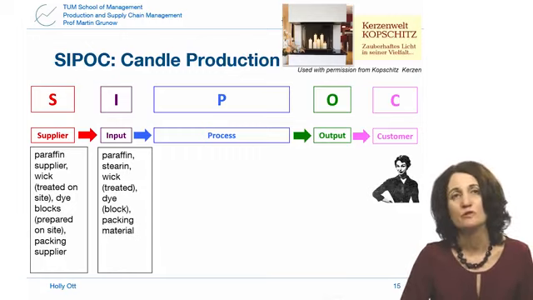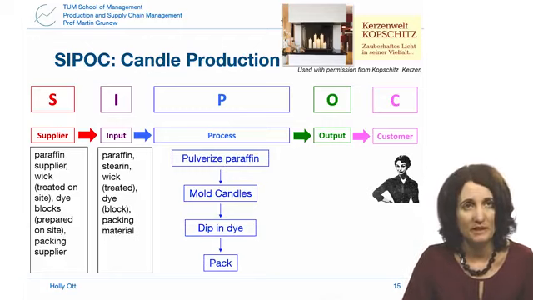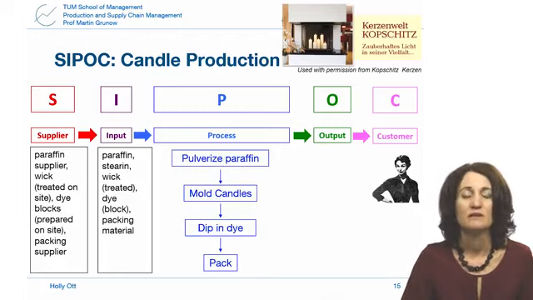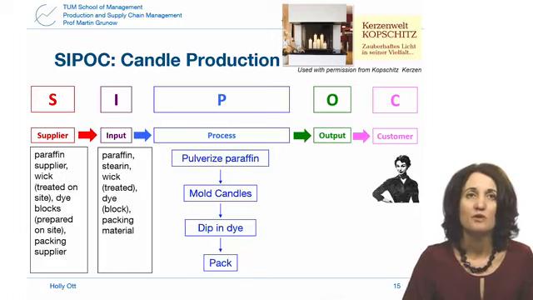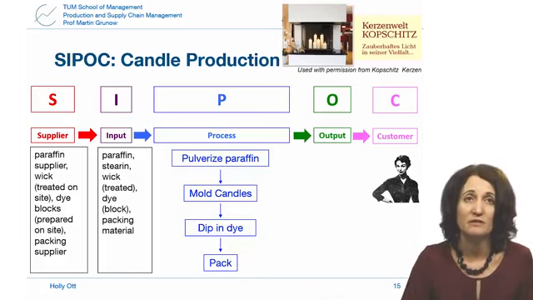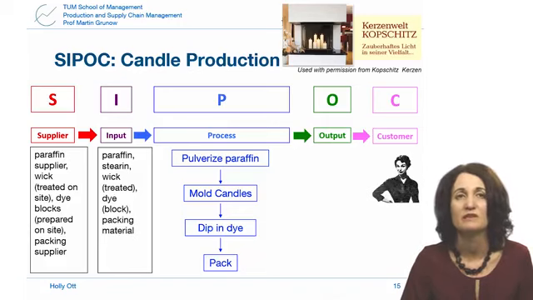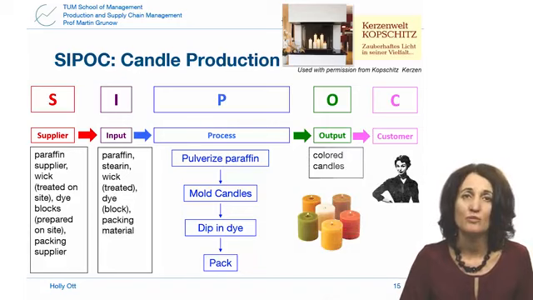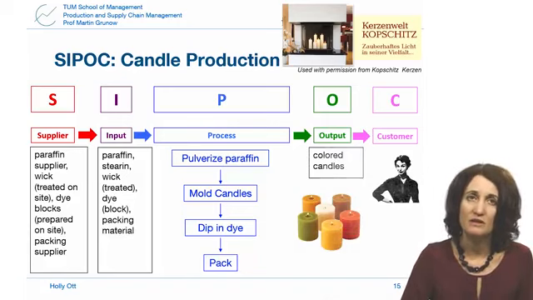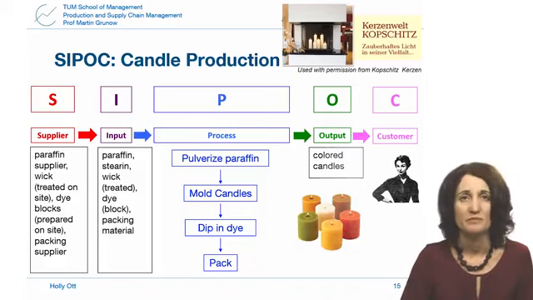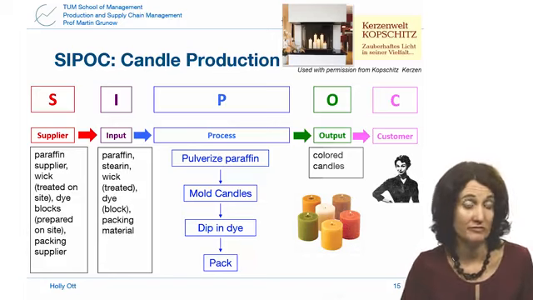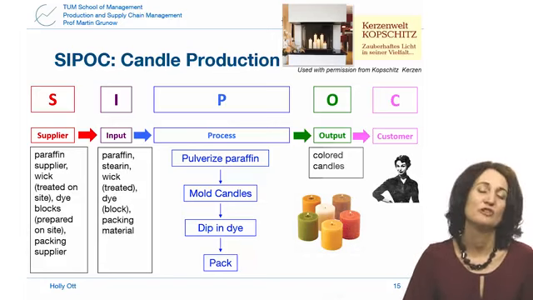These then go through a more complex process. Here it's very simply written. We're going to have to pulverize the paraffin so that we can use that to mold the candles. Those will then get dipped in the dye, and the wicks will be inserted. I haven't put that in there. And then we'll pack up the candles. So the output would be our colored candles, and the customer would be maybe a housewife. The picture there, a traditional old film housewife.